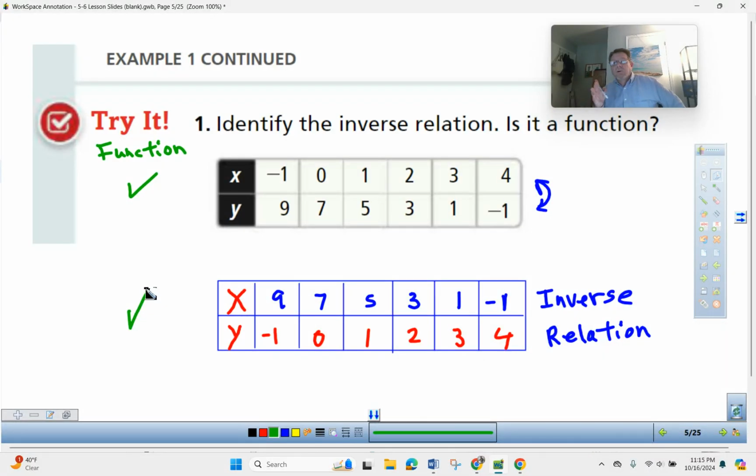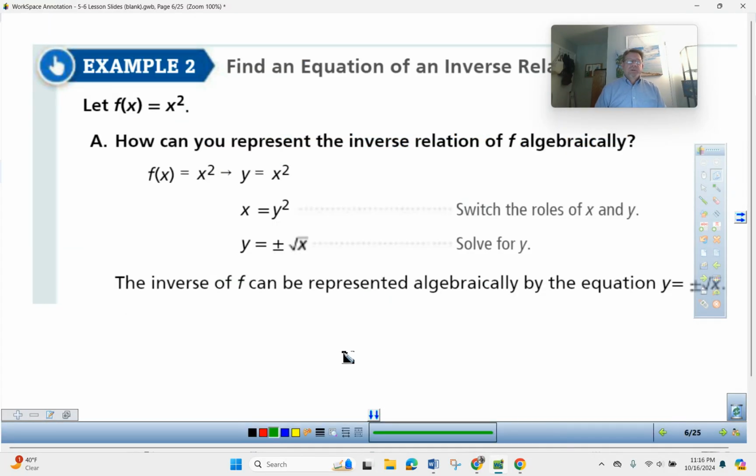Now we're going to talk about the vertical line test when it comes to a graph, but right now we're just talking about the ordered pairs. So it turns out that this would be called f of x. And since this is also a function, we would label this f to the -1 of x. All right. Let's check out example 2 now.